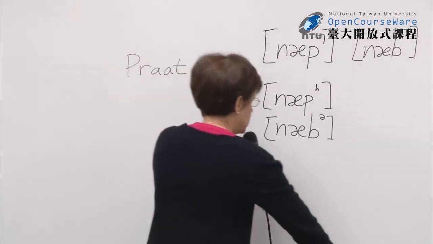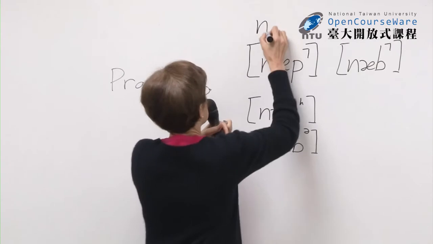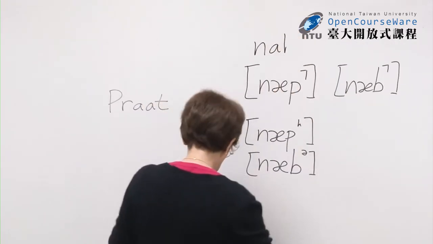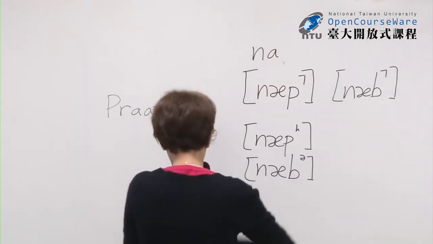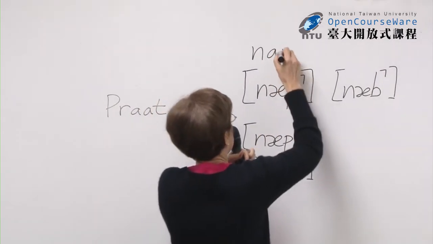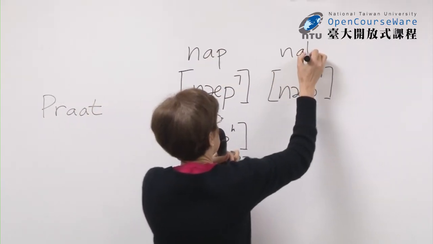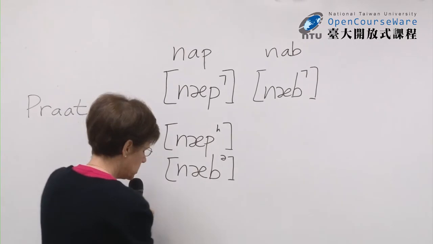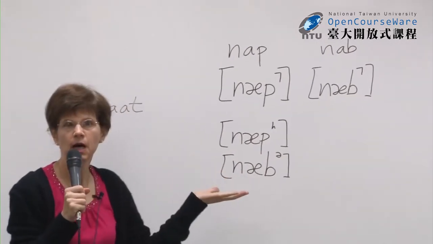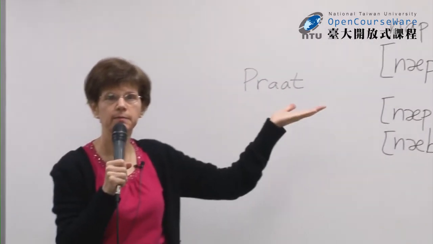就是NAP跟NAB这两个英文字. That one should be P, sorry. NAP and NAB. For a lot of Taiwanese speakers of English, these are often homophones, right? Nap, nap. 就是台湾人常常这两个念的一样，对不对？Maybe you think, well, I don't.